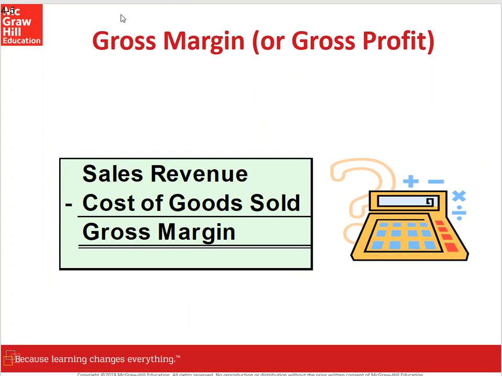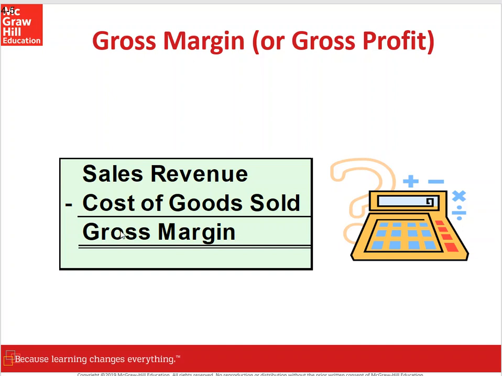Another key concept for merchandising businesses is gross margin or gross profit. Those terms can be used interchangeably, so don't be confused. And the idea of gross margin is simple math. Sales revenue, so that's what we call revenue in a merchandising environment, minus cost of goods sold, COGS, equals gross margin. So sales minus COGS equals gross margin.